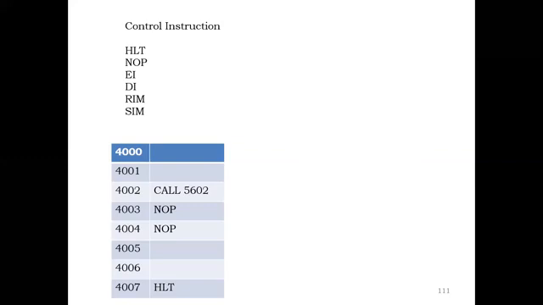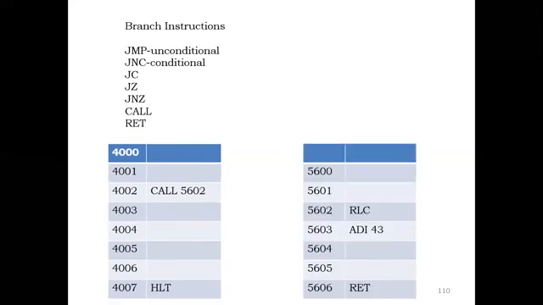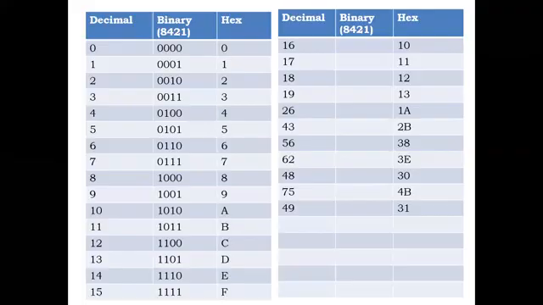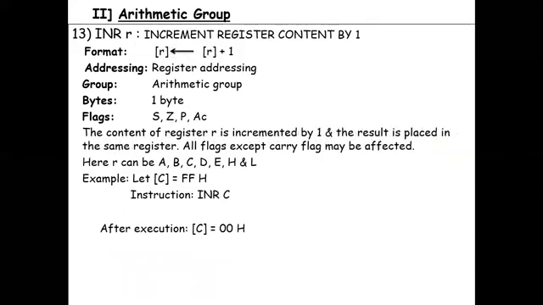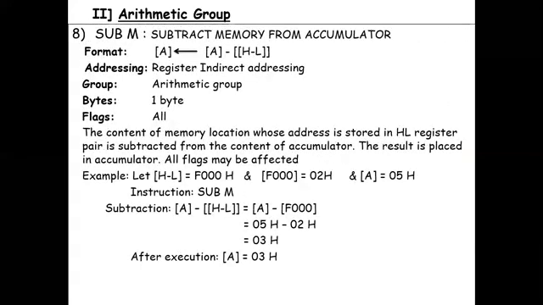Next, EI and DI enable and disable the different kinds of interrupts in 8085, that is TRAP, RST 7.5, 6.5, 5.5 and INTR. RIM and SIM enable the serial input and output data. SOD is controlled by SIM and SID, the serial input data, is read by RIM. So these are the instruction sets available in the 8085. I think that is a little clear.